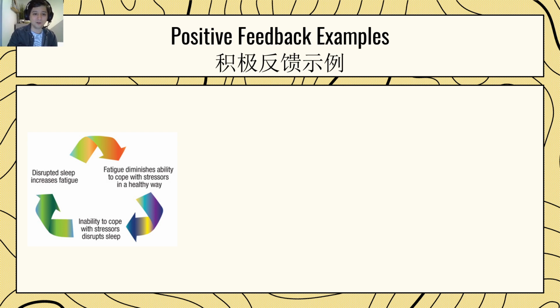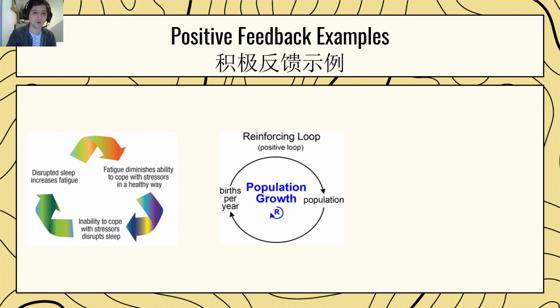So you being tired makes you more stressed. You being more stressed makes you more fatigued. You being more fatigued makes you more stressed. And it just keeps going on, and it doesn't get better unless you change something. You change the dynamic in some way. Okay? Here's another one. Population. So this is another positive loop. As more babies are born, you have more population, which means more babies are born. That one's pretty simple to understand.